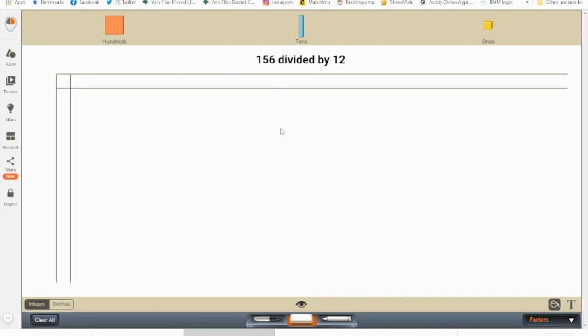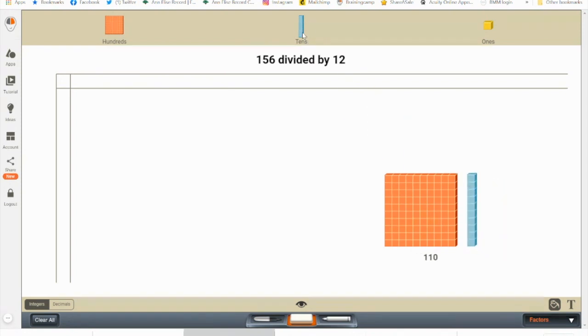So if I have 156 divided by 12, my thinking is going to be the same. My thinking has to be, I need to have 156 in the area. So I'm going to bring down the 100. I'm going to bring down 50, and I'm going to bring down 6.